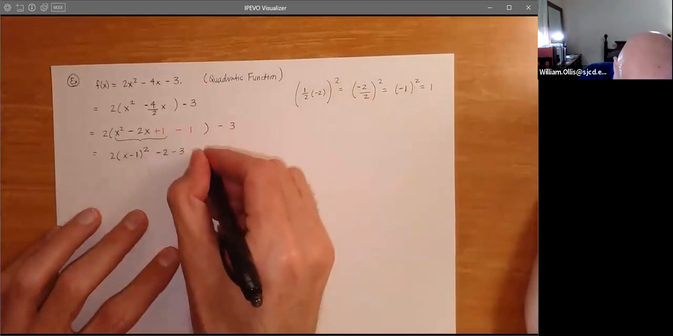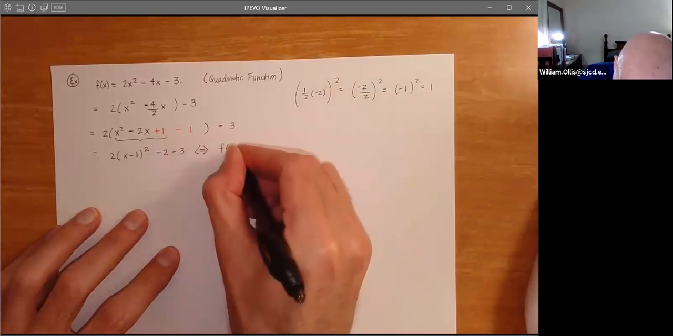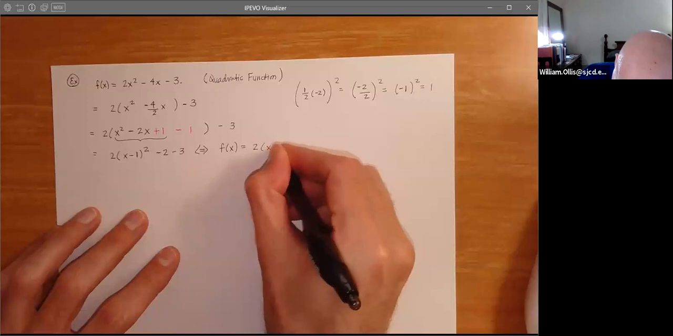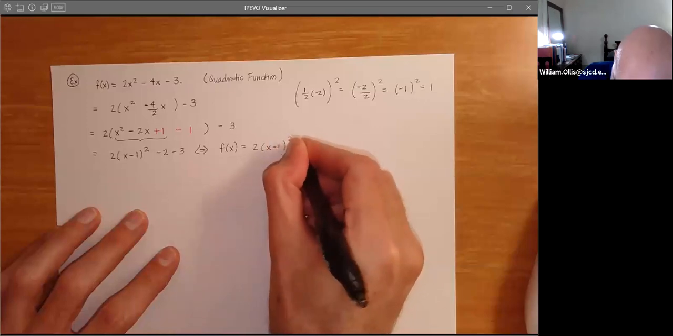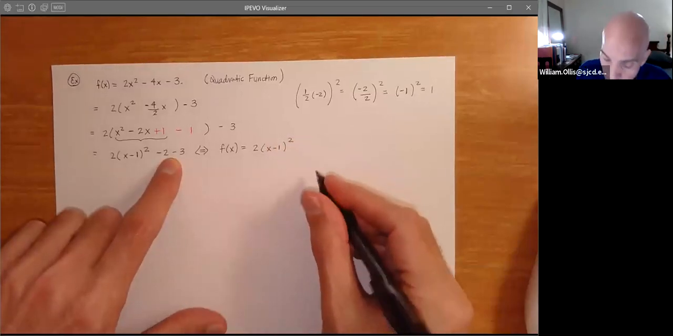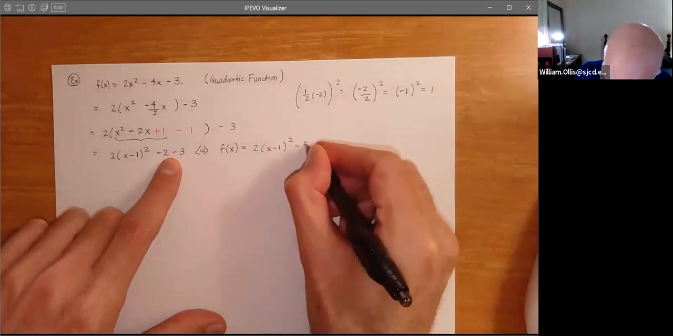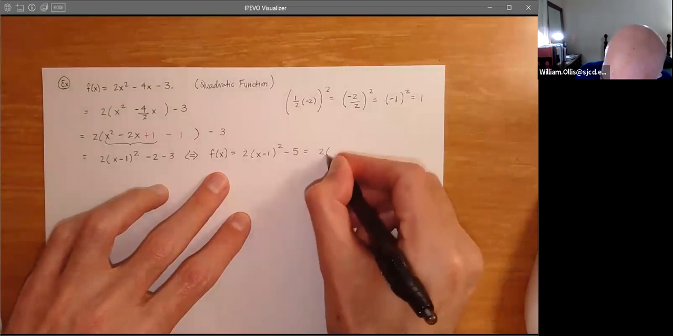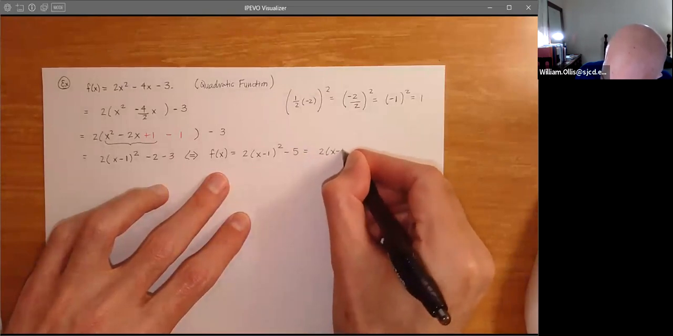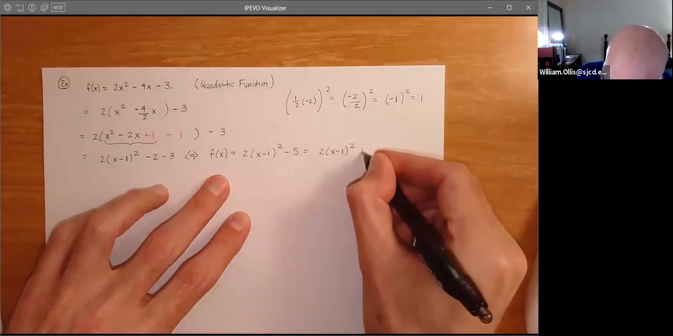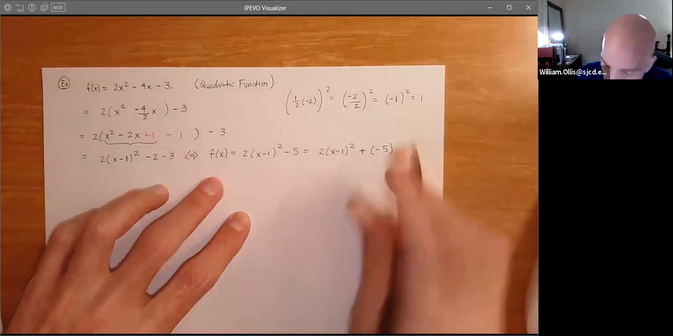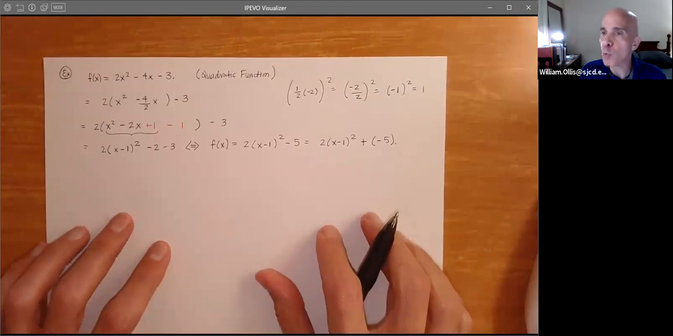So now this equals, if and only if, f of x equals 2 times x minus 1 quantity squared. And of course here, this is a -5, so we have -5. So let's go ahead and put it in the standard form with the plus: 2 times x minus 1 quantity squared plus -5. So again, this is completing the square.